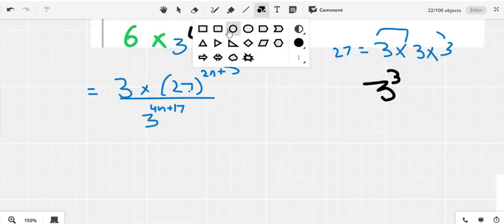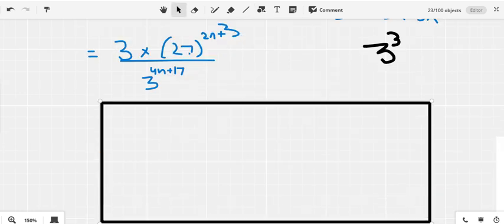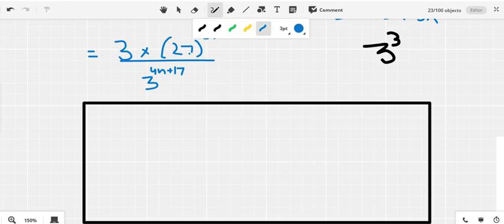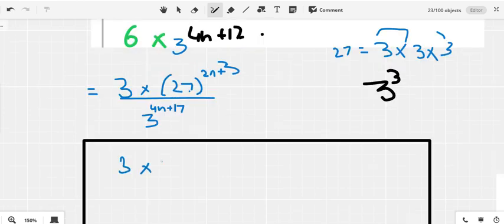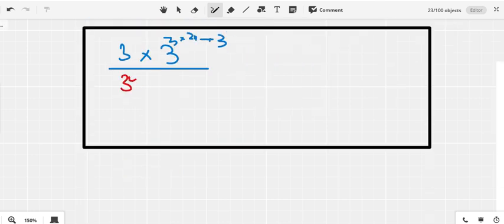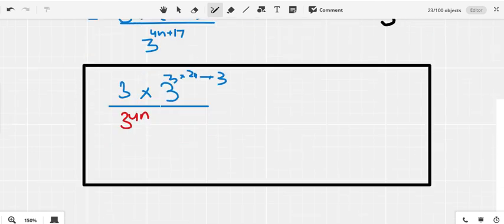I'm going to make a box. In it, I'm going to write next step. So 3 times 3 times 3 to the power of 3, and outside the power which is 2n plus 3, and divided by, we have a power which is 3 to the power of 4n plus 17.